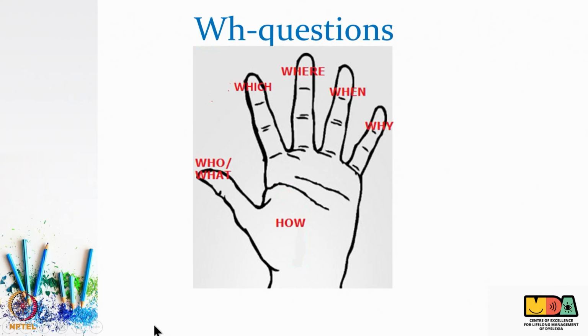Now, when I am teaching the question words, I use my hand to explain to the child the different questions which can be asked. My thumb would refer to who or what, my next finger is where, middle finger, when, and my last finger is why, and for how I would say how comes in the center.